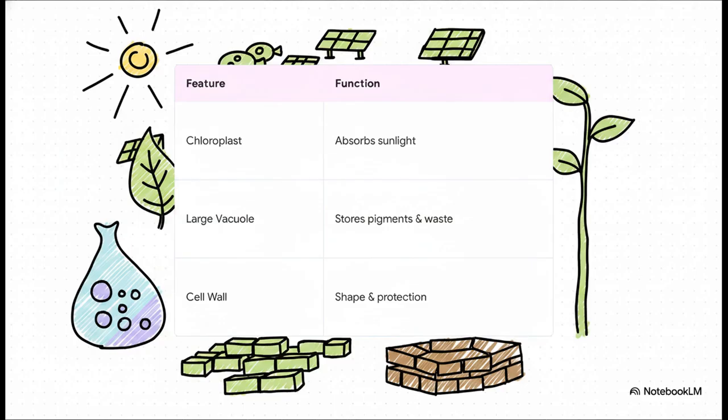And third, the cell wall. Animal cells only have that flexible membrane we talked about, but plants, they need to stand tall, and they don't have a skeleton. So they have this thick, rigid outer cell wall that provides shape and really robust structural protection. These 3 features are absolutely the defining hallmarks of plant architecture.